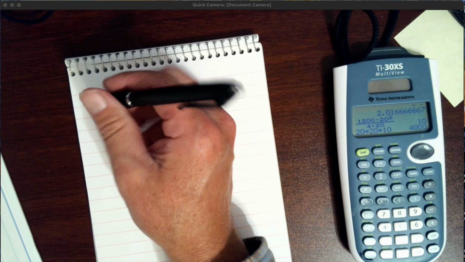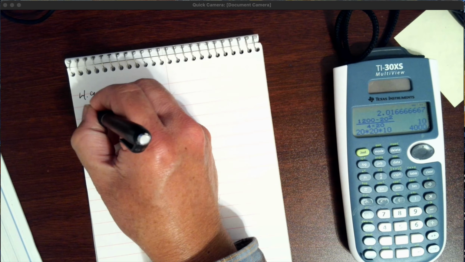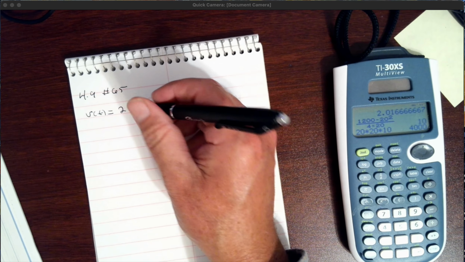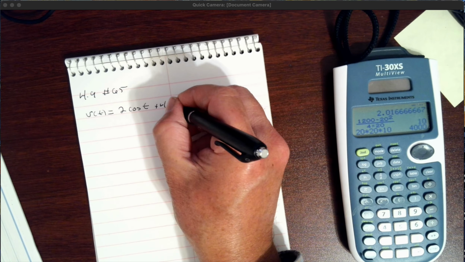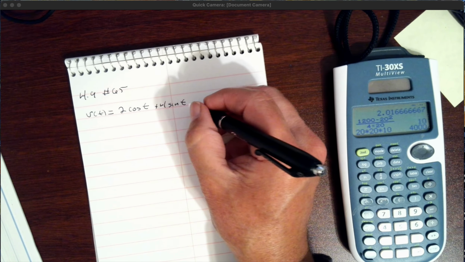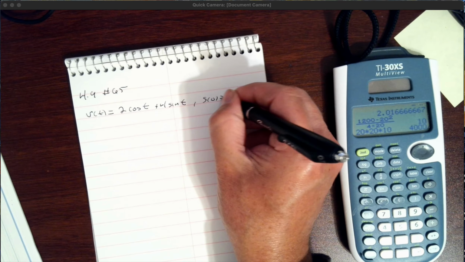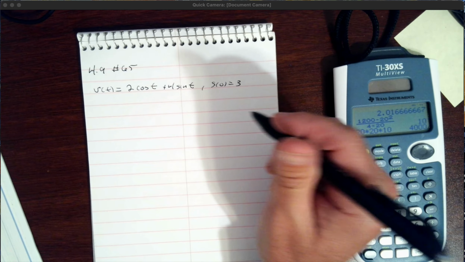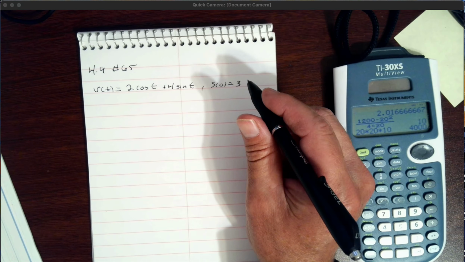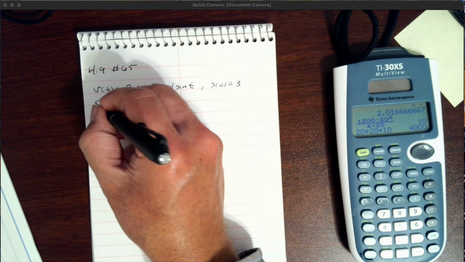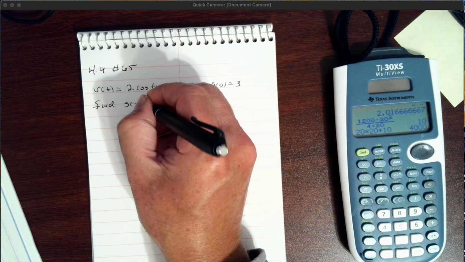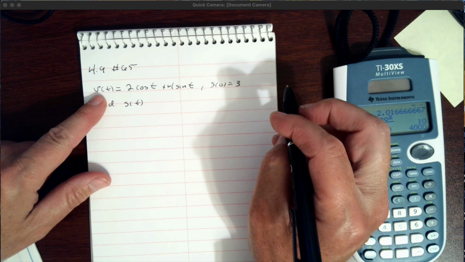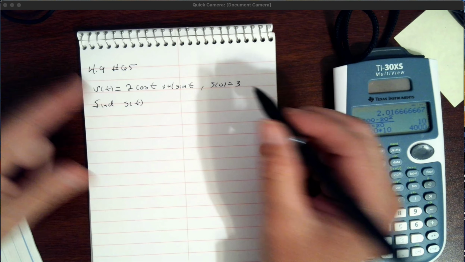So suppose you're given the velocity function, which is 2 cosine of t plus 4 sine of t, and s of 0 equals 3. Okay. And the goal is to find the position function, find s of t. Okay, so we have to take the antiderivative of the velocity to get the position.